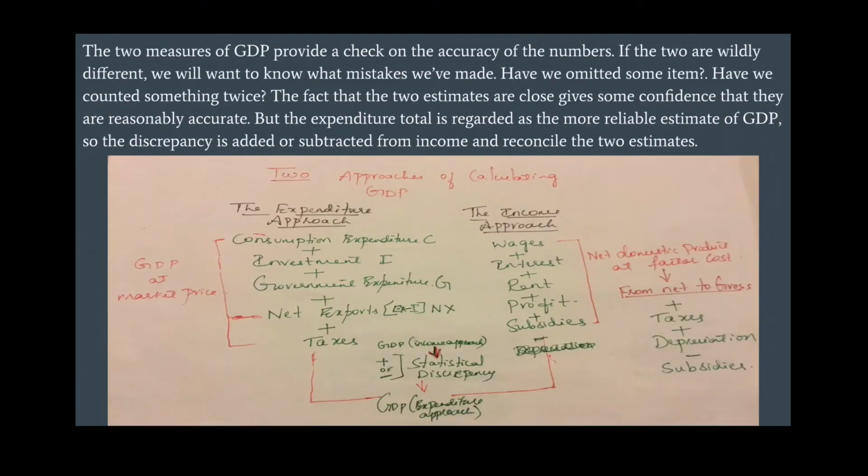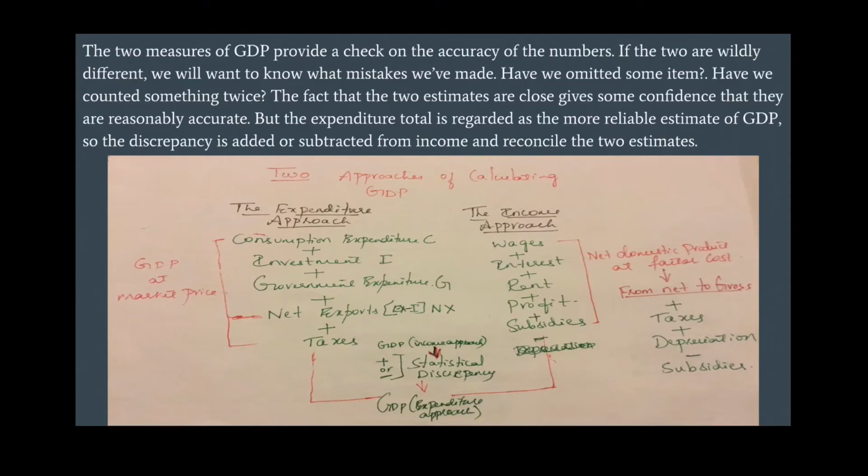The two measures of GDP provide a check on the accuracy of the numbers. If the two are widely different, we will want to know what mistakes we have made. Have we omitted some item? Have we counted something twice? The fact that the two estimates are close gives some confidence that they are reasonably accurate. But the expenditure total is regarded as the more reliable estimate of GDP, so the discrepancy is added or subtracted from income to reconcile the two estimates.